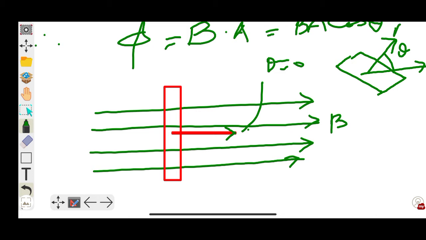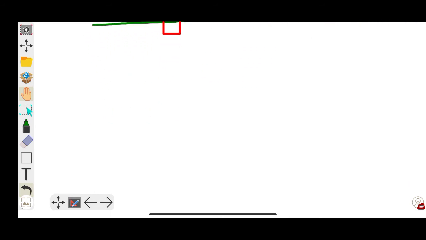So area is a vector quantity. Therefore we write flux is equal to B A cos theta. Now I am going to derive the expression for self-induction. Magnetic flux is known to us.